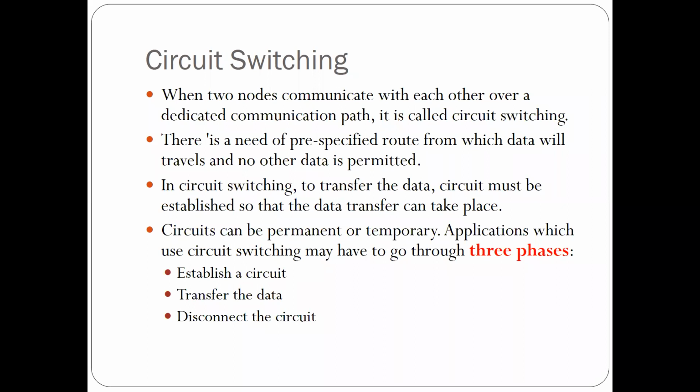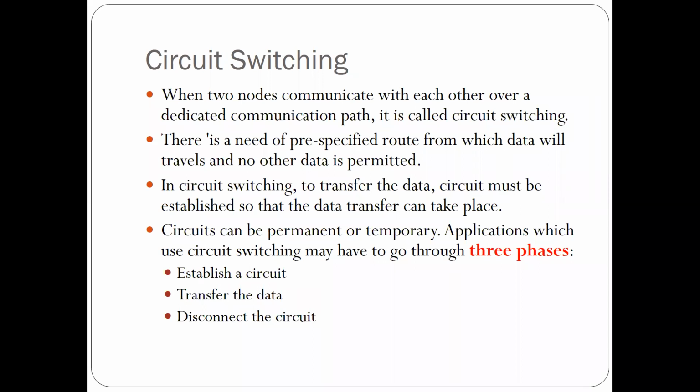If the path is predefined, then no other path is permitted. The data travels from that path only. In circuit switching, to transfer the data, a circuit must be established so that data transfer can take place. Before your data transfer, the circuit must be established. So which 3 phases are there through which circuit switching, that means data transmission, takes place? The first phase is establishing the circuit.